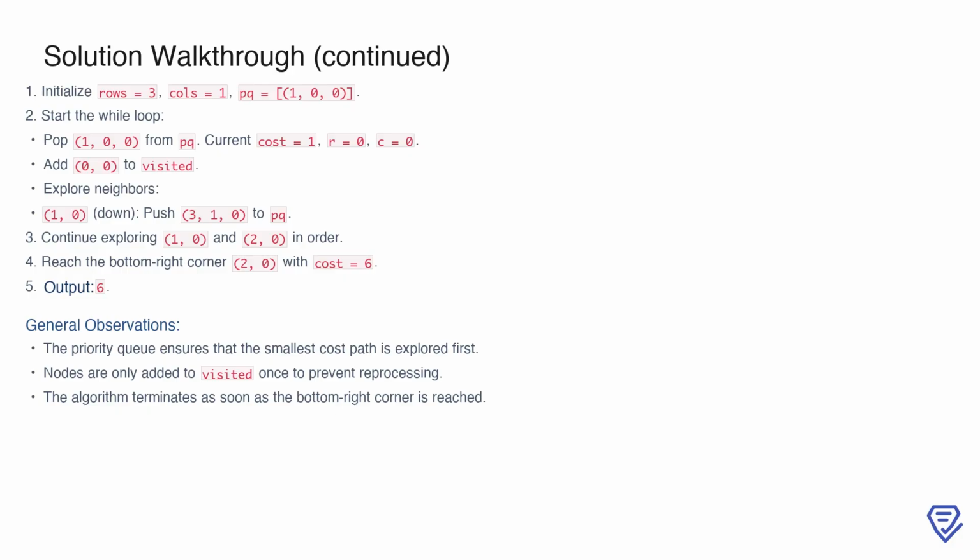Across all examples, a few observations stand out. The priority queue ensures the smallest cost path is always explored first, cells are visited only once to avoid redundant processing, and the algorithm terminates as soon as the bottom right corner is reached, guaranteeing an efficient solution.